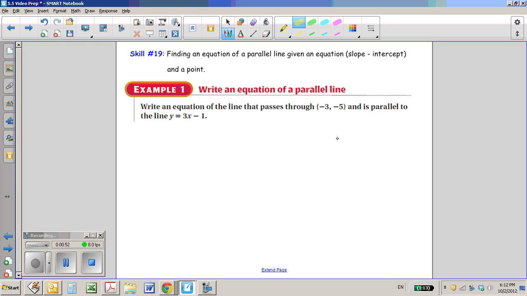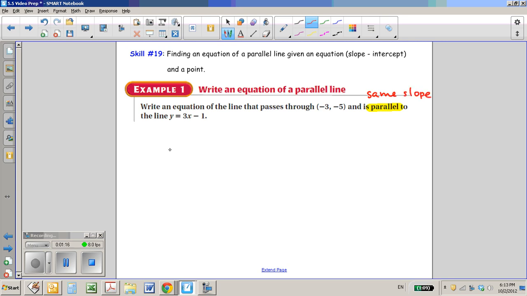So when you read an example, right? This is skill number 19. We are going to be finding an equation of a parallel line given an equation in slope-intercept form and a point. When you start reading the example, as soon as you see the word parallel, I want you to, right above it, write down that you are going to have the same slope. It's going to be very helpful to you.